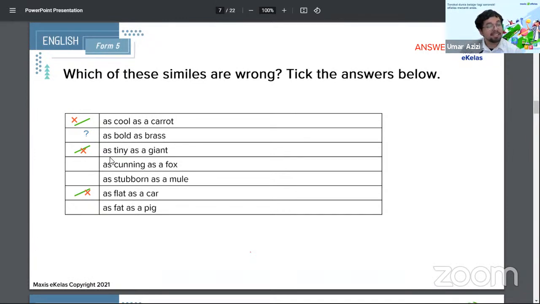As tiny as a giant. Giants are huge. And as flat as a car is not flat. Definitely not flat. All right, there we go. Clear drawings. And let's go.